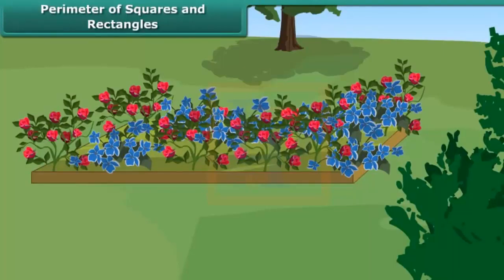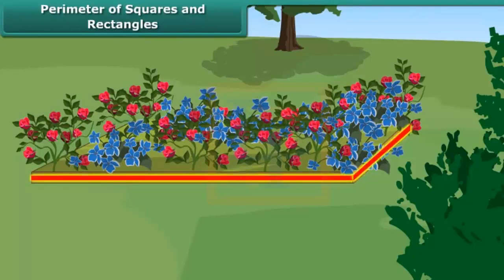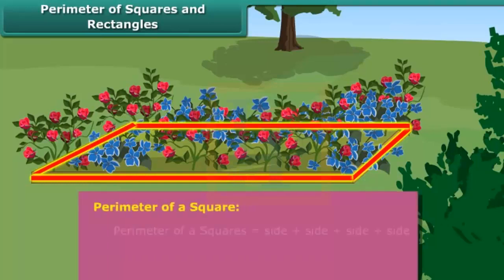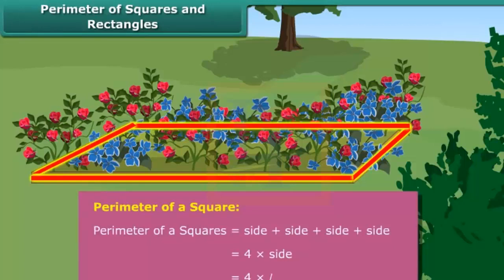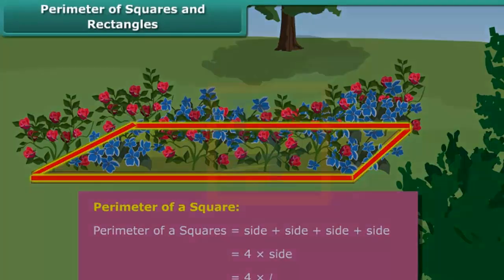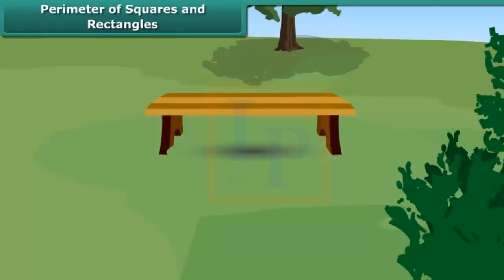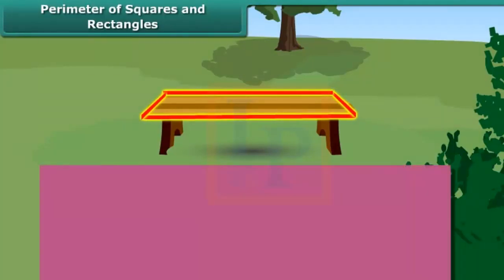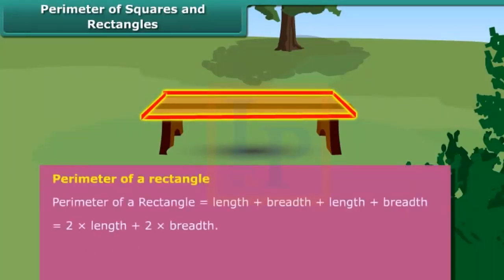Perimeter of squares and rectangles. Students, can you measure the boundary of the flower bed in the park? Yes, by measuring the sides of the flower bed. So, the perimeter of a shape is the outer boundary of the shape. The perimeter of a square is the sum of the sides of the square. You understood what is perimeter? Can you find the perimeter of the rectangular bench in the park? Yes, we have the measures of the length and breadth of the rectangle. The perimeter of a rectangle is the sum of its lengths and breadths.